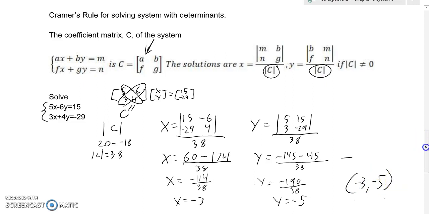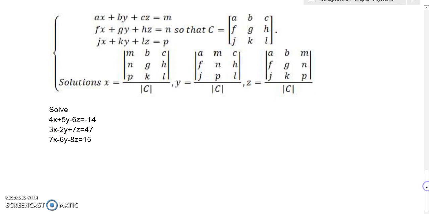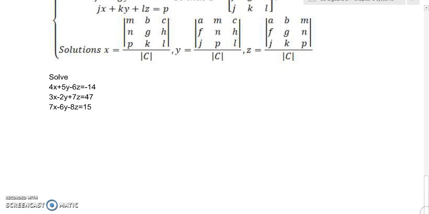Dun dun dun! You can also do this with 3 variables and 3 equations. What? Oh, it's getting crazy up in here. So, finding all of these determinants takes meticulous care and effort.